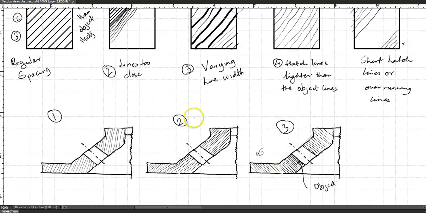Now let's see number 2. In number 2, I have my hatch lines going in the direction of the object, which is 45 degrees. All these. So as far as I'm going from here, it looks good. But when I get up here, now this is the place where my hatch lines are blending in with my object lines.